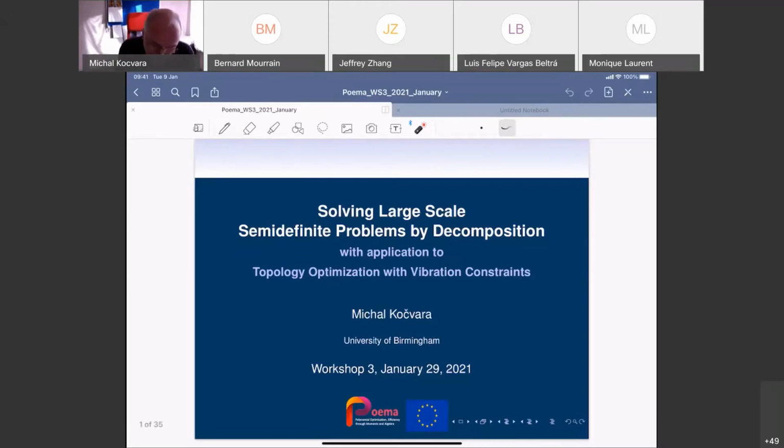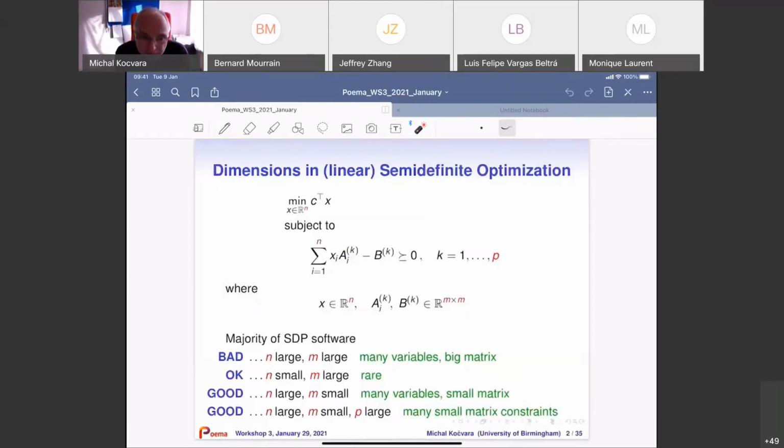Okay, so what do I understand by large-scale SDP? In SDP, we actually have several different dimensions. So here is my SDP, and we have the size of the variable. In this case, the variable is a vector, so we have this n. Then we also have the size of my LMI, and we have a number of LMIs. Of course, it can be put in one big LMI, but software would never treat it like that. So I assume that we have these three dimensions, n, m, and p.